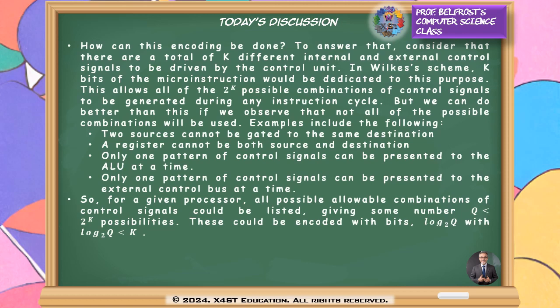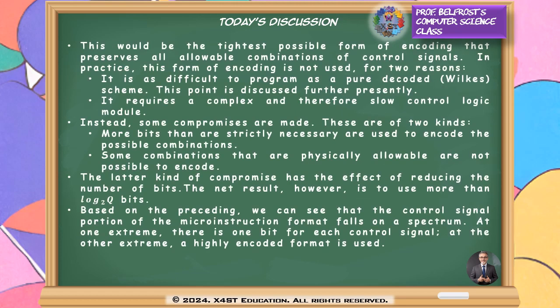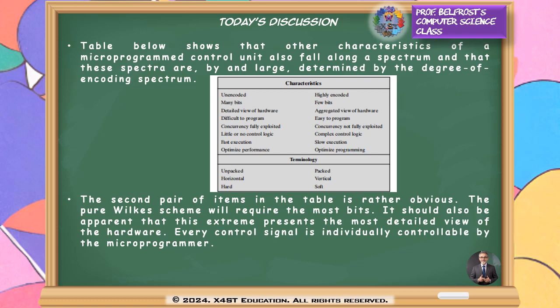How can this encoding be done? Encoding is quite a complex thing, so I want you to pay attention to the description given. I will not read it for you. I want you to take a screenshot or pause the video and understand it by yourself. Okay, so we are done with the encoding part.